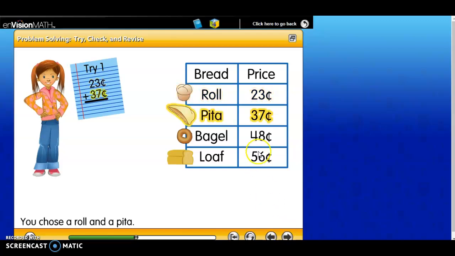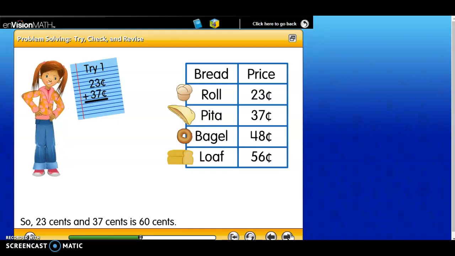You chose a roll and a pita. So we're going to do a roll for 23 cents and a pita for 37 cents. We're going to add them together and hopefully we get 93 cents. Let's try it. 23 cents and 37 cents is 60 cents. Remember, we always start with the ones place. 3 plus 7 is 10. You can't have 10 in the ones place, so you leave a 0 and regroup the 1. 1 plus 2 plus 3 is 6.